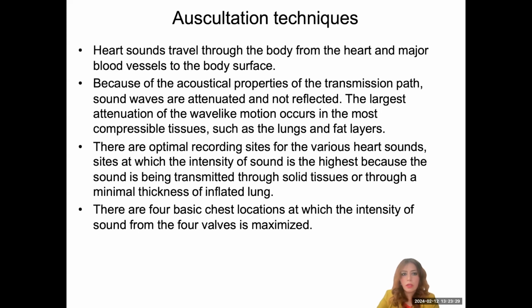Now, let's go on. Auscultation techniques. Heart sounds travel through the body from the heart and the major blood vessels to the body surface. Because of the acoustical properties of the transmission path, sound waves are attenuated and reflected. We know that it's possible there will be some attenuation. The amount of the sound energy will decrease. The largest attenuation of the wave-like motion occurs in the most compressible tissues such as lung and fat layers. There are optimal recording sites for the various heart sounds, sites at which the intensity of sound is the highest because of the sound being transmitted through the solid tissues or through a minimal thickness of inflated lung.